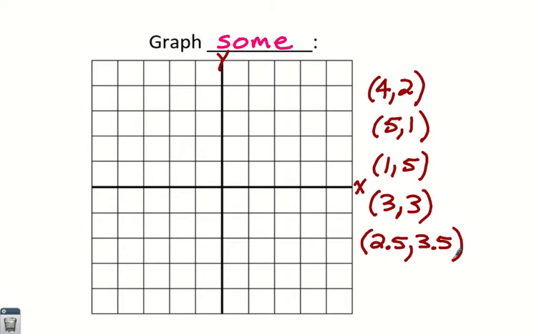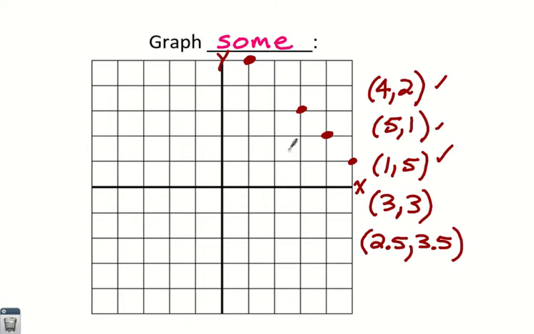So what does that make? That makes 5 solutions so far. So let's graph these now. 4 comma 2 would go right near. 5 comma 1, 2, 3, 4, 5 comma 1 would go right there. 1 comma 5 is right there. So we've graphed this guy, this guy, this guy. 3 comma 3 right there. And then 2.5 comma 3.5.